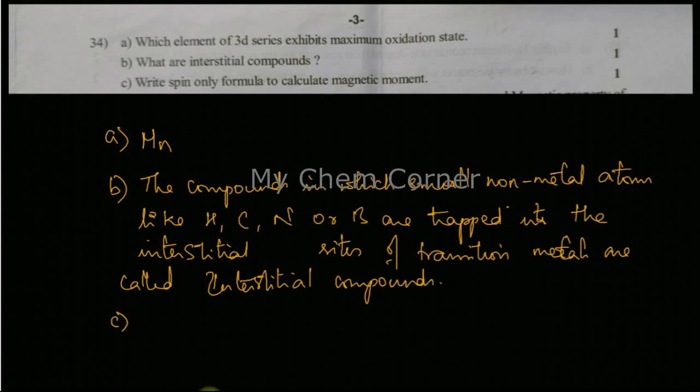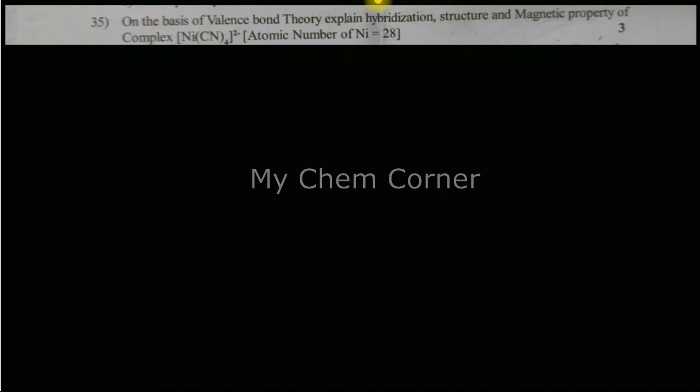Alright, now question number C: write the spin-only formula to calculate magnetic moment. You just have to write the formula. Magnetic moment is equal to the square root of n(n+2) Bohr magneton. Each of these questions carries 1 mark. Now, the next question is on VBT. It will be a compulsory question.